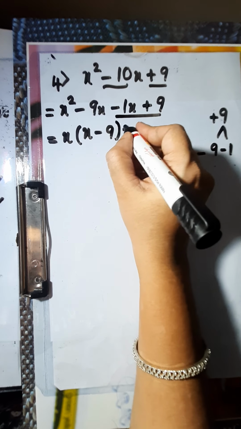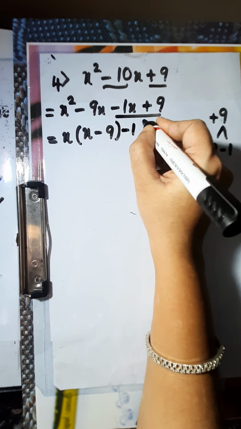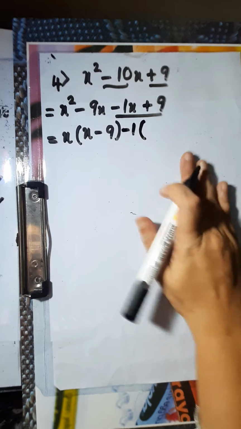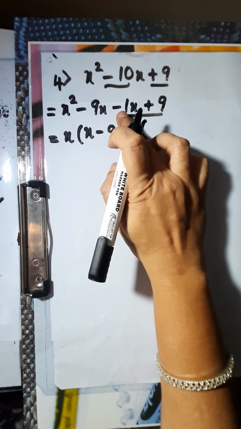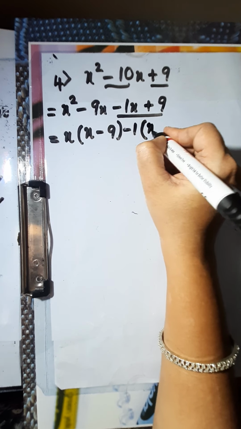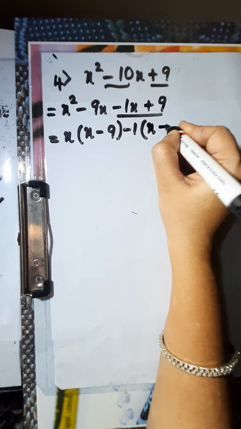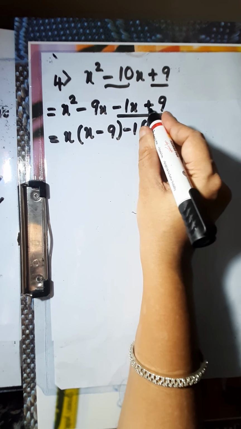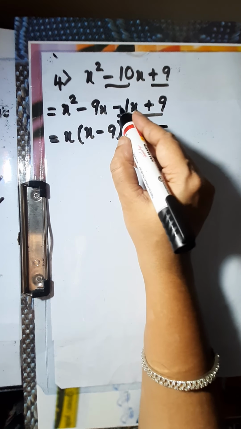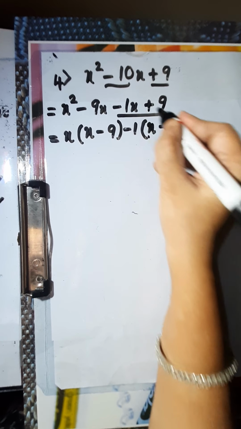Nothing else I can remove common, but I have to remove minus and I have to remove 1. Whenever I remove the negative sign, this is negative, it becomes positive. This is positive, it will become negative. Both the signs in the bracket, they actually become ulta. This is minus, it becomes plus. This is plus, it becomes minus.